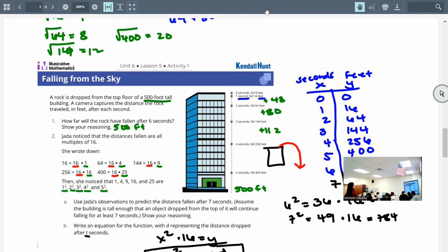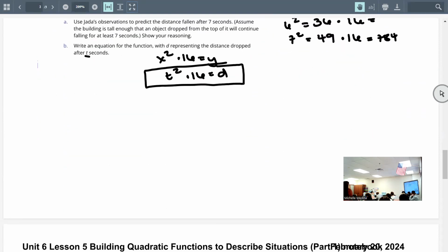We saw that each time they squared the number, then times it by 16. That gives you the distance that it travels. And if you notice, with each second it travels more, because as it gets closer to the ground, the gravitational pull is greater by a factor of 16. So that we came up with.